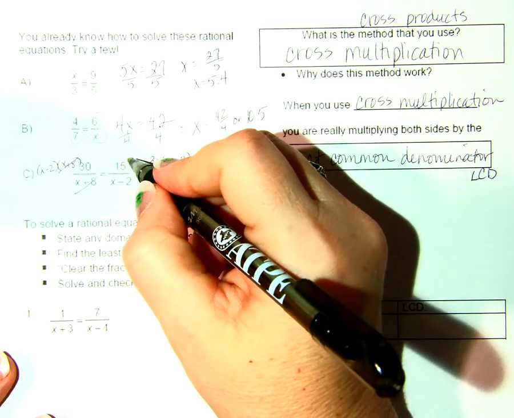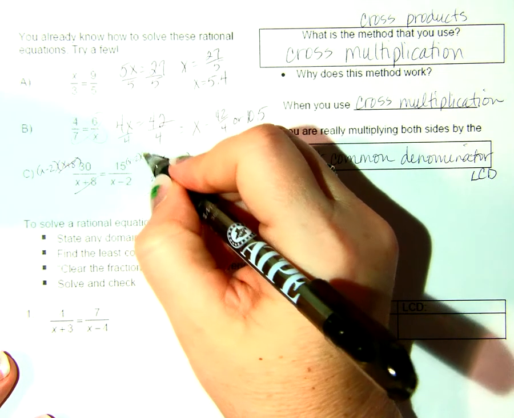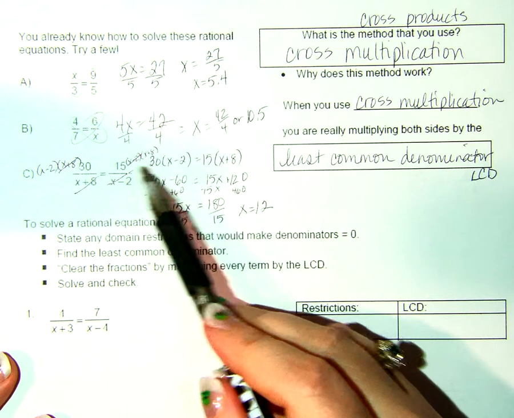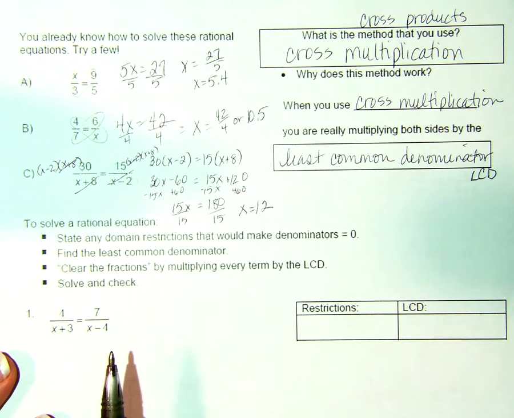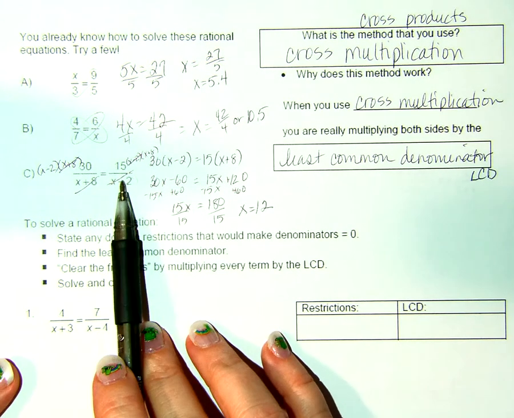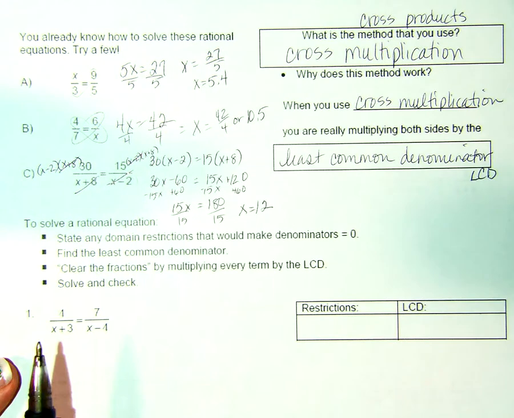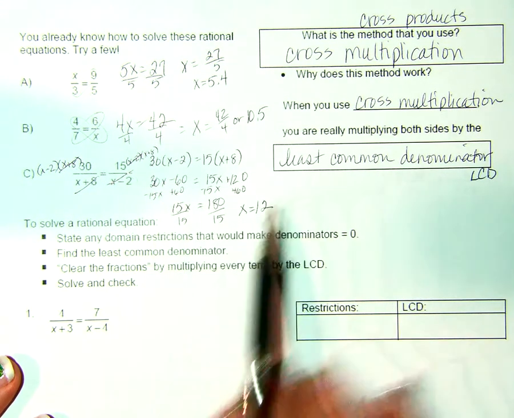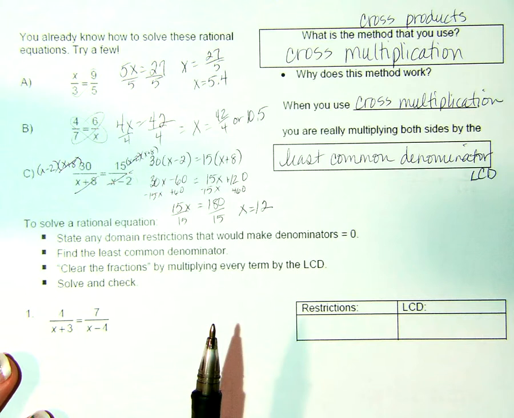And then I also have to multiply this side by the least common denominator. Oh my gosh, 15 times x plus 8. Now, cross multiplication looks a lot easier than what I just did, right? But that's actually what we're doing. We're actually multiplying both sides by the least common denominator.